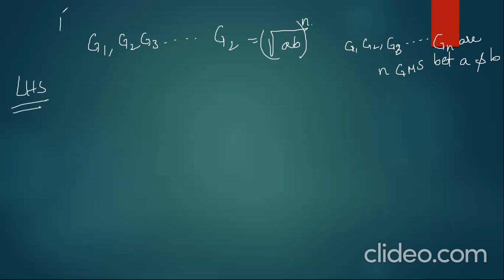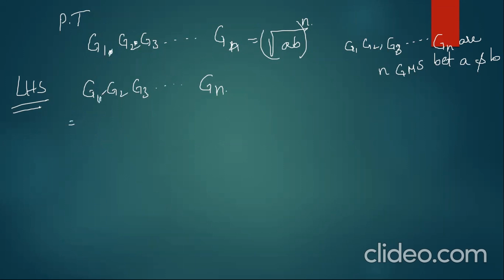You have to prove that G1 into G2 into G3, so on, Gn is equal to square root of AB whole power n. So G1, G2, G3 are n GMs between A and B. How do you take it? G1 into G2 into G3, so on Gn. This is our LHS.